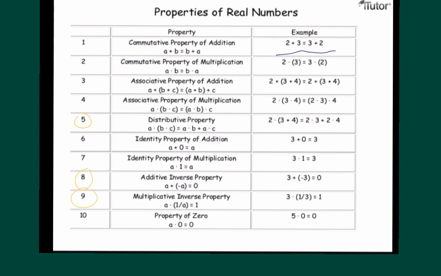That's the commutative property. The same rules also apply for multiplication. No matter how you switch the numbers, the answers will still be the same. 2 times 3 is 6. 3 times 2 is 6.